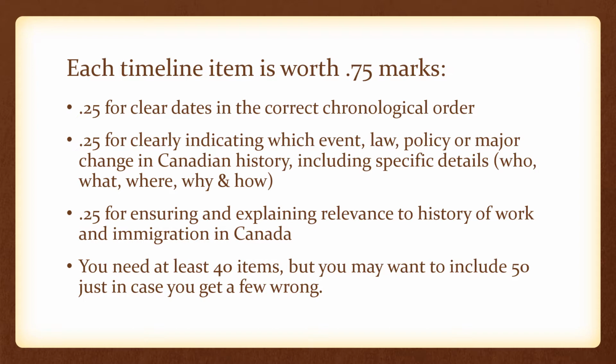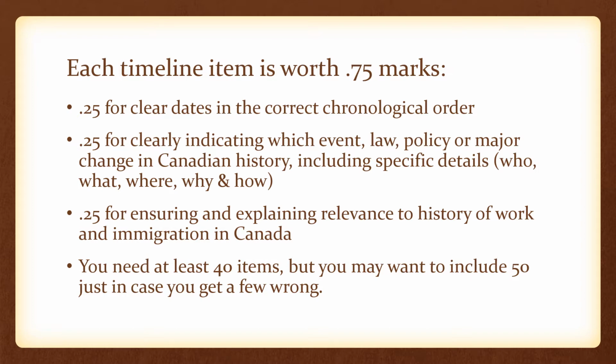Every timeline item is worth 3/4 of a mark, okay? So 1/4 of the mark is for a clear date listed in chronological order. So if you put 1640 before 1630, you will not get that quarter mark, okay? The next quarter mark is for indicating which event or which law or which policy or major change in Canadian history has happened on that date. And you need to include specific details to get that quarter mark. All right, so that's where you want to be answering the questions.